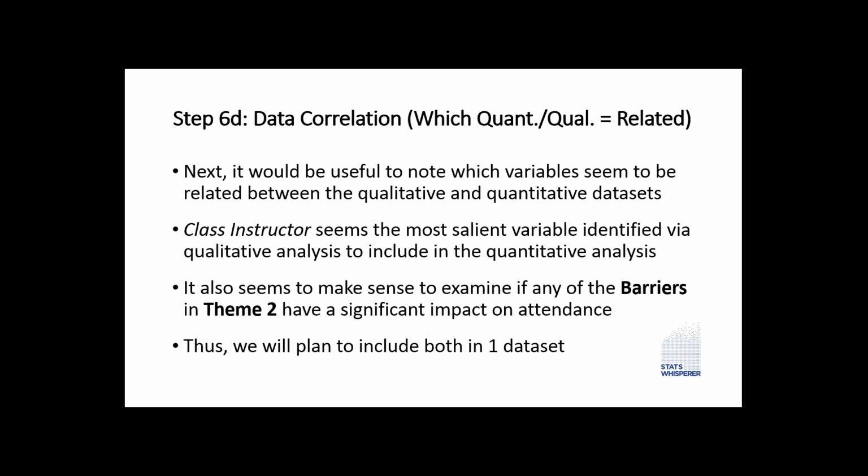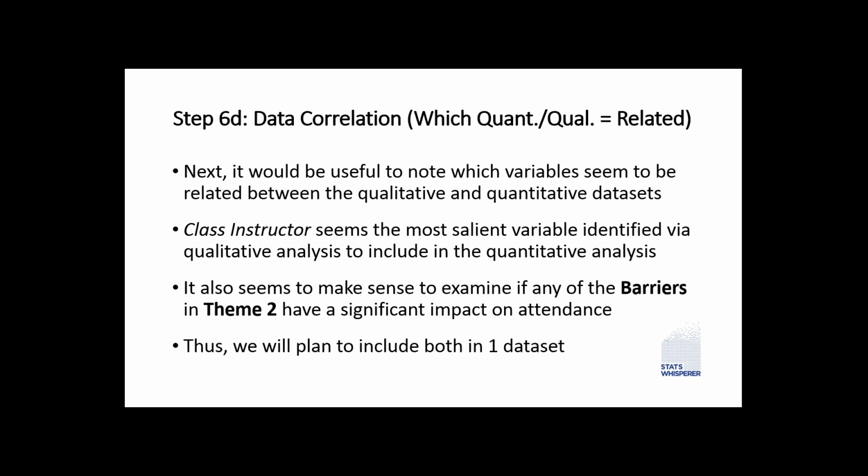So next, it's useful to note, step 6D, data correlation. It's useful to note what variables seem to be related to one another, among and between the data sets. What we're seeing in the qualitative data is that class instructor seems to be the most salient predictor of class attendance. So we want to put that together with our quantitative data and include it in our analysis.